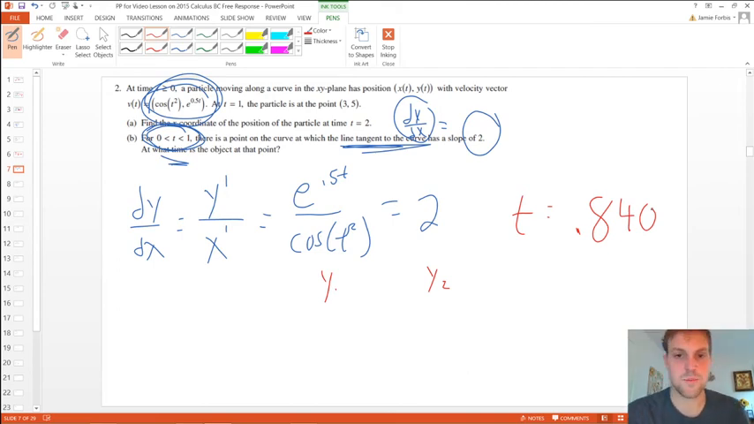So yeah, not the craziest problem in the world. It's just testing your knowledge of parametrics, right? That you know all these formulas.